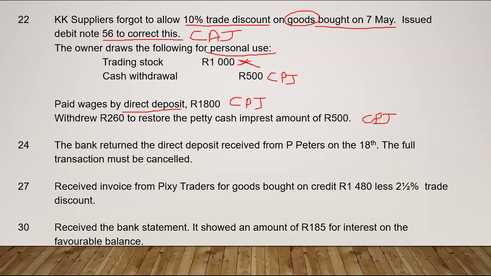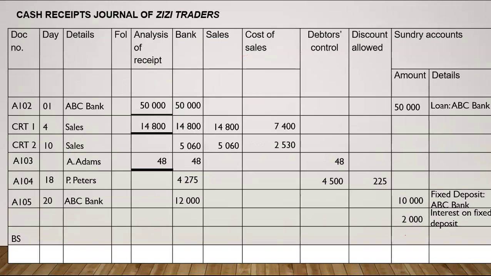So when we receive money, where did we record it? Where do we record money that was received? I'm going to check the 18th. So we received 4,275 and this person was given a discount. The cancellation of discount, we haven't done it yet, but we have to cancel this cash that was received.